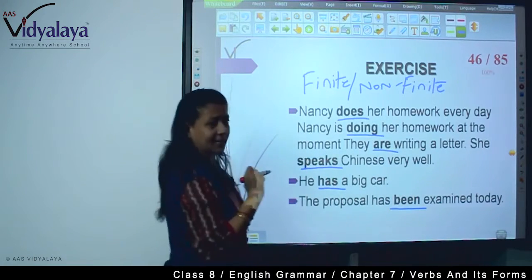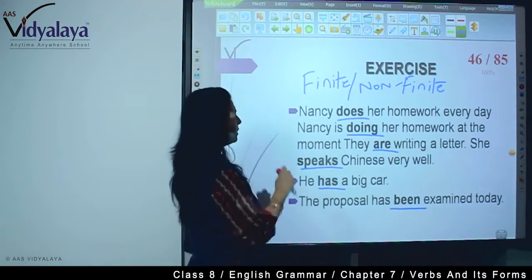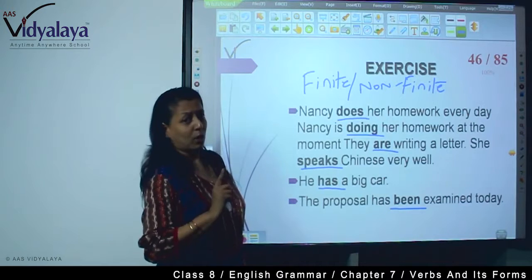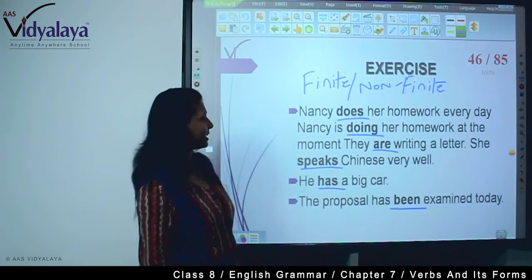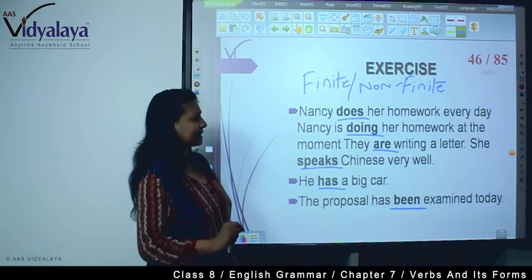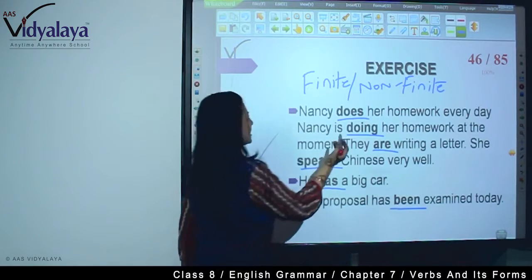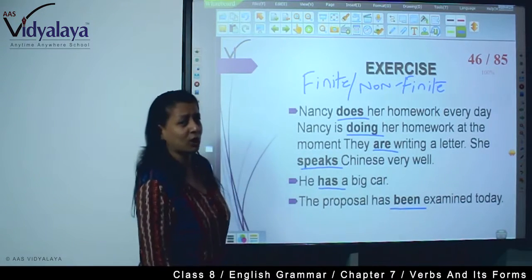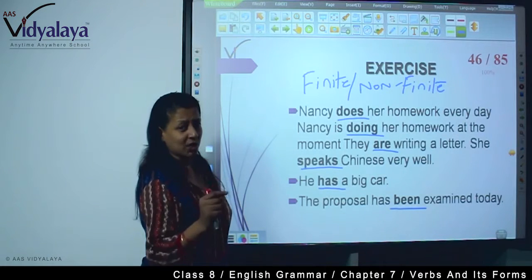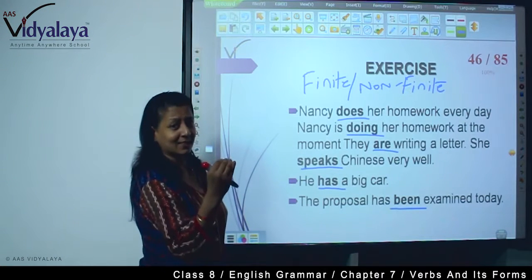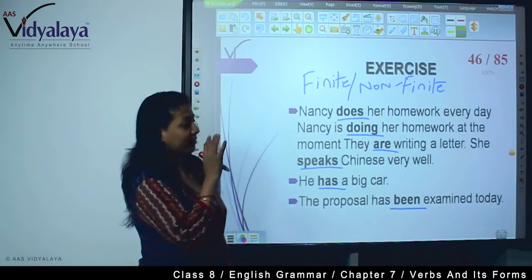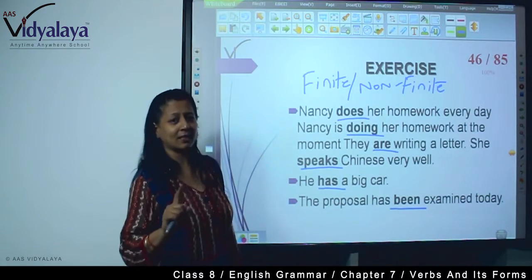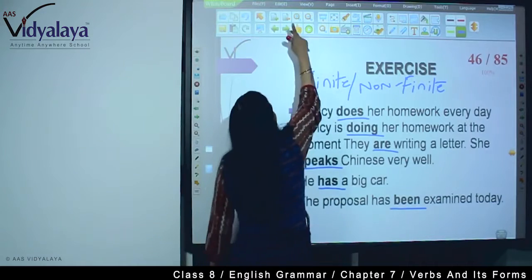Okay? You need to say finite or non-finite. Always remember, this is "does" with singular. It is "does". So, what is that? Here is "doing". Doing is what? Non-finite, I have told. Gerund is there, participle is there. Right? So, whether it will be finite or non-finite, first you do this. The answer is there, but you will have to do it first.